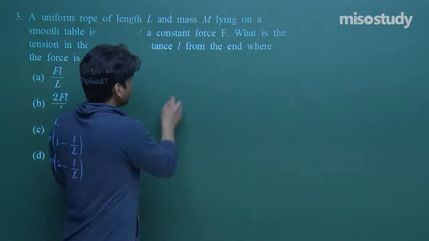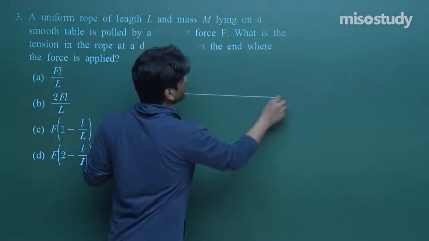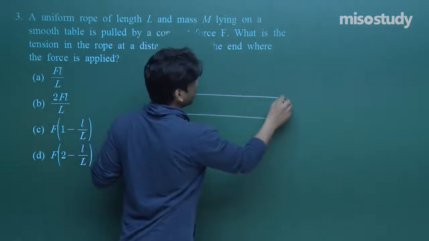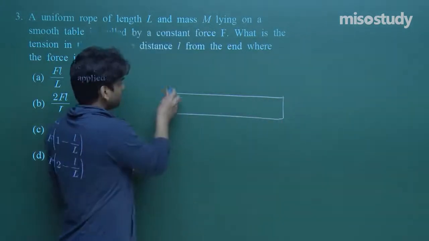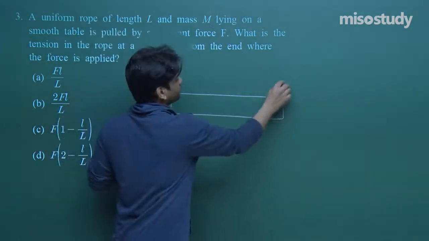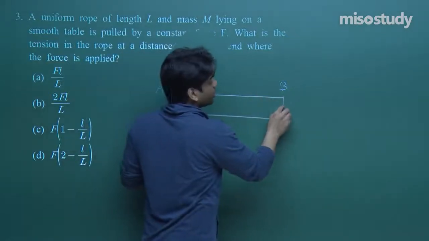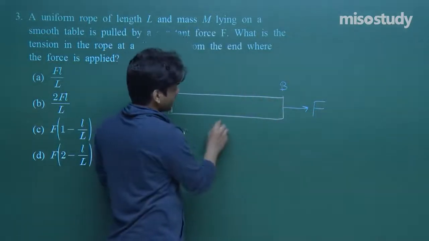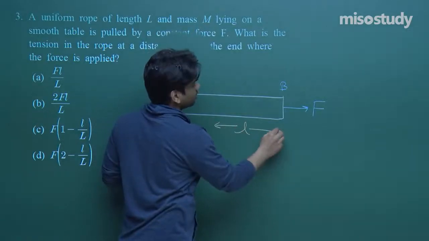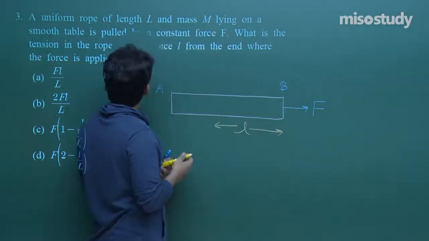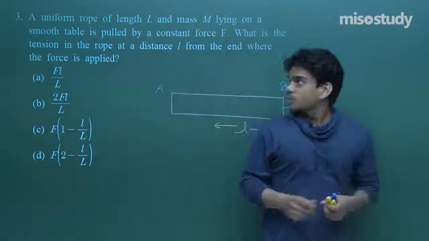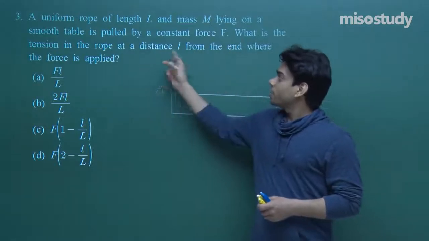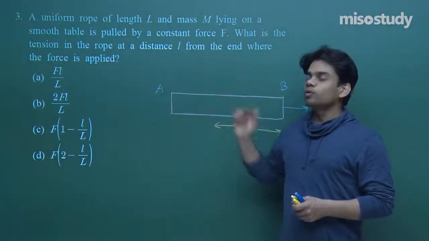Let's check. First of all, let me clear up the scenario, what is actually given and what is actually asked. Just imagine this is the rope. I am showing the width of the rope. Let's say the ends are A and B. You are applying a force F at this end. From this end, at a distance l, we need to evaluate the tension in the rope at a distance small l from the end where the force is applied.